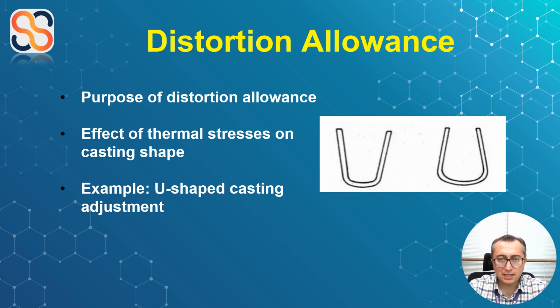To counter this, we apply a slight convergence to the legs in the pattern. By adjusting the pattern this way, the legs of the U shape will end up parallel after cooling, resulting in a casting that holds its intended shape. This allowance is key for complex shapes, ensuring that thermal stresses do not alter critical dimensions or alignment.